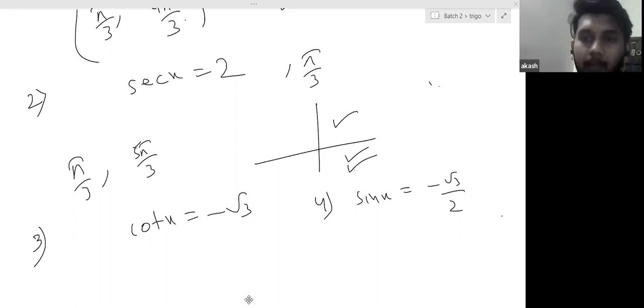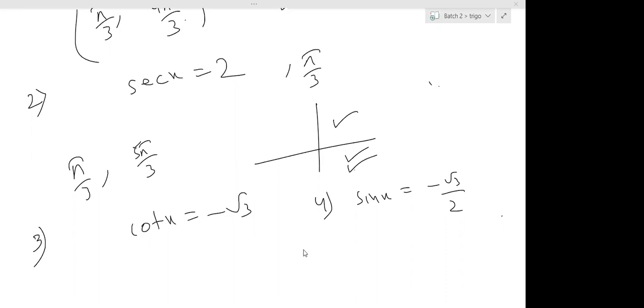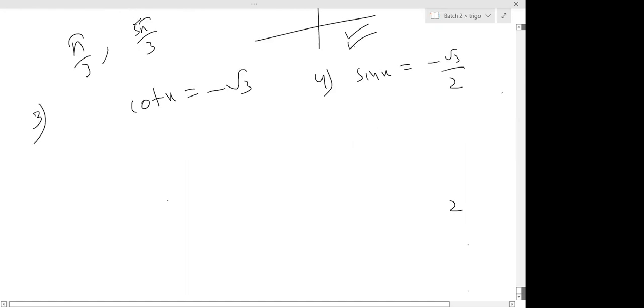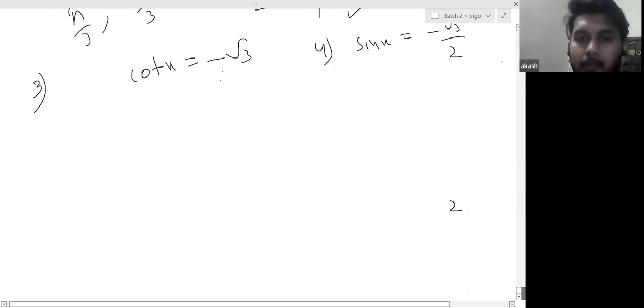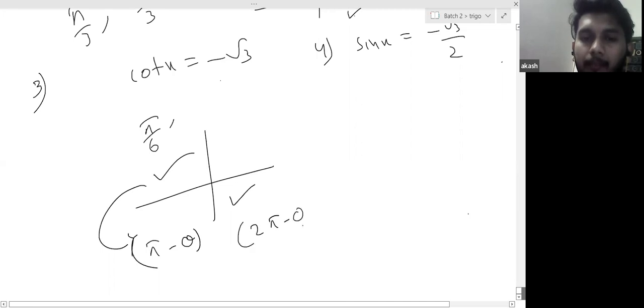Solve this? Shafullah, Rahman. Yes, sir. All right. Cot x is minus root 3. So when is cot x root 3? Pi by 6. And when is cot x negative? In the second and fourth quadrant. So solutions will be, for the second quadrant, pi minus theta, and for the fourth quadrant, 2 pi minus theta. And theta is pi by 6. So here 5 pi by 6 and 11 pi by 6.